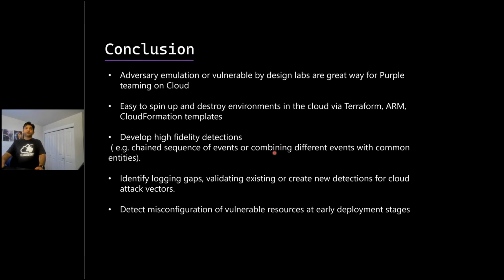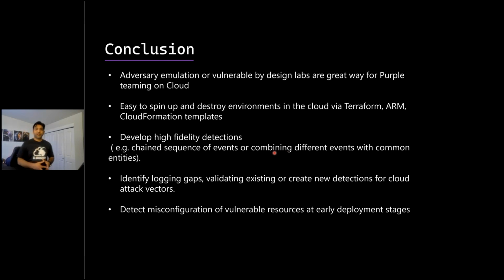All right, so that was pretty much what we covered today. We saw that adversary emulation or vulnerable-by-design labs are a great way for purple teaming on the cloud. It is fairly easy to spin up and destroy environments in the cloud since we have Terraform, ARM, or CloudFormation templates, which make automation a lot easier. We also saw that having end-to-end attack scenarios gives us the capability to develop high-fidelity detections. You can combine different events with common entities, or you can have a chained sequence of events while writing the detections.